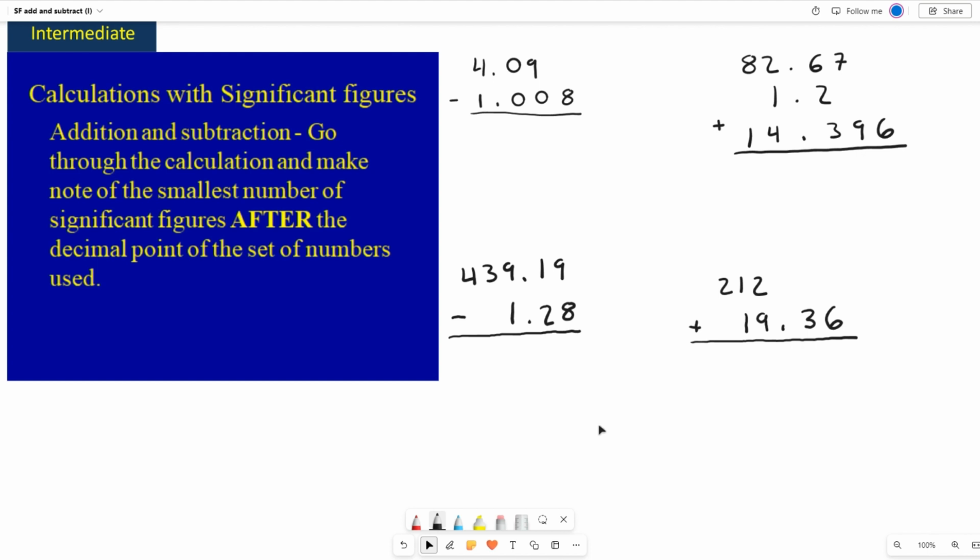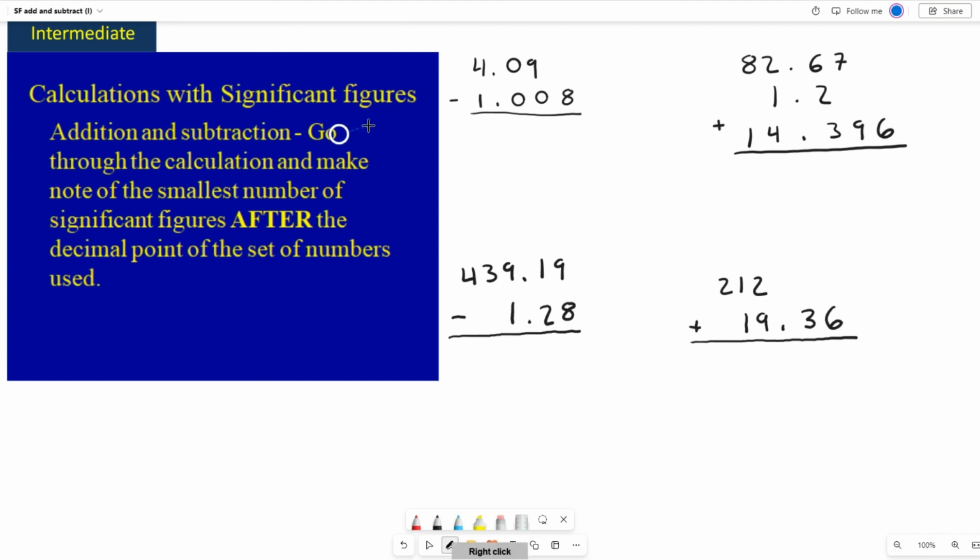This video is labeled as intermediate because it is assuming that you already understand what significant figures are and can also look at a number and determine how many significant figures are in that number. If you need a review on any of those topics, I'll put a video in the upper right-hand corner. So let's begin looking at addition and subtraction with significant figures.